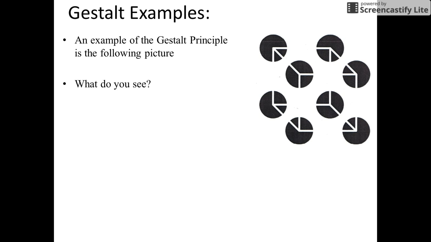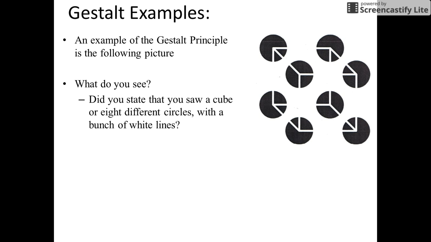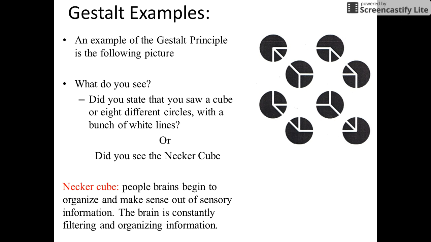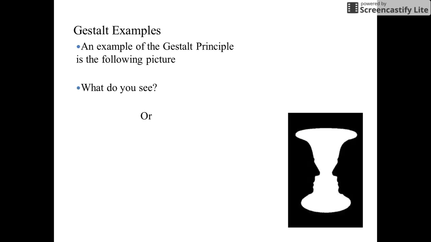But what do you see? If you had to jot down what you see here. Did you state that you saw a cube or 8 different circles with a bunch of white lines? So, meant to say, did you see a bunch of different circles or did you see a cube? Okay, most of you stated that you saw the cube, not 8 different circles with white lines in it. The reason why you said that is because you're looking at the whole picture as opposed to all of its individual parts.